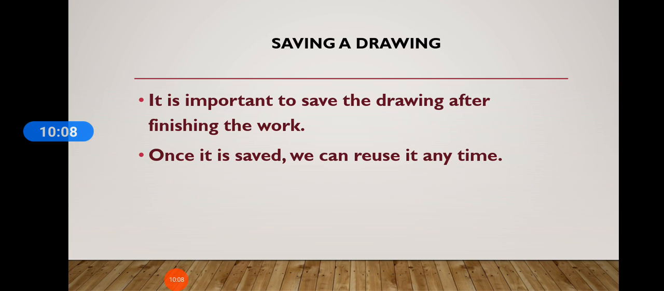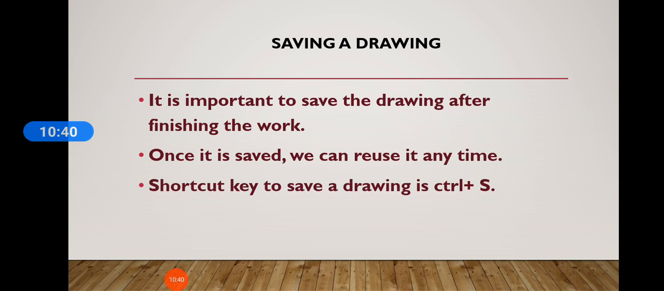First we will click on the Paint button. Then we will select the Save option from the drop down menu. Then the Save As window will appear. Then type the name of the file in the File name box. Click on the Save button. The file will be saved. Now click on the Close button to close the Paint application. This way children, we can save the drawing also. The shortcut key to save a drawing is Ctrl plus S.